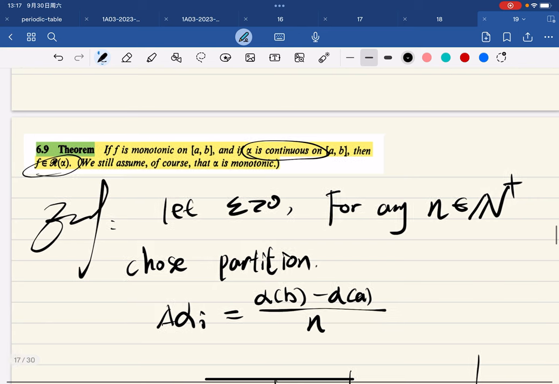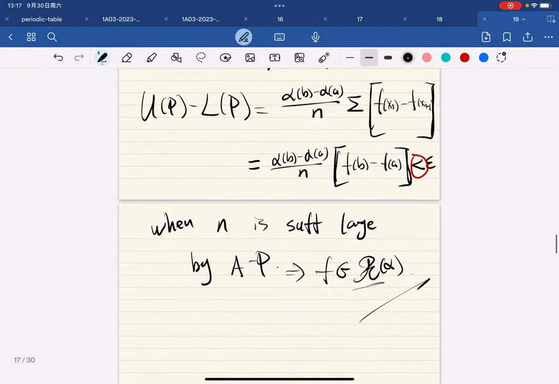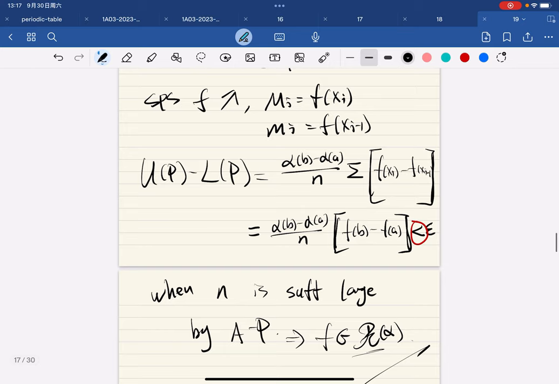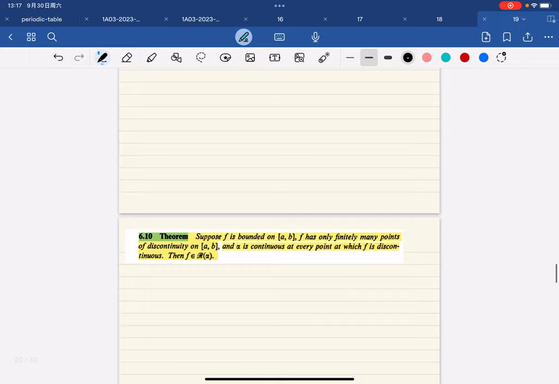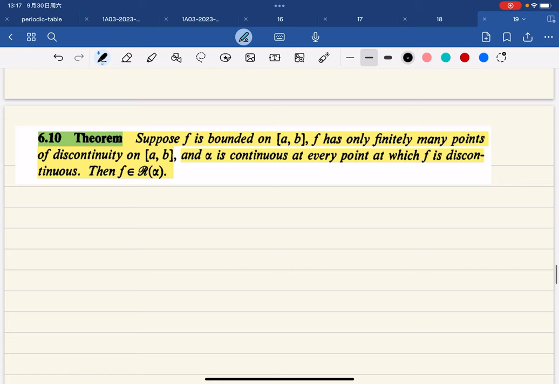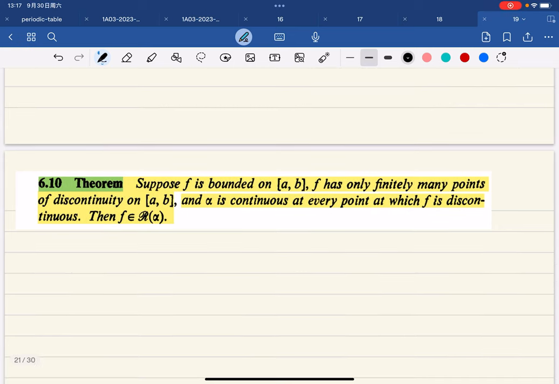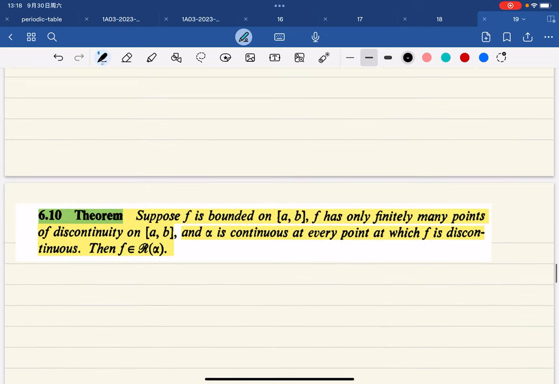So it says that, okay, f is monotonic. It need not be continuous, but if alpha is continuous, then the integral still exists, right? So we have this one. This one says that if f is bounded and has only finitely many points of discontinuity, and alpha is continuous at every point where f is discontinuous, then the integral still exists.